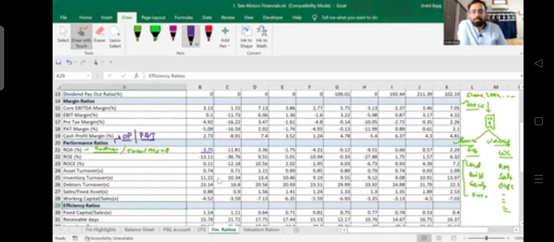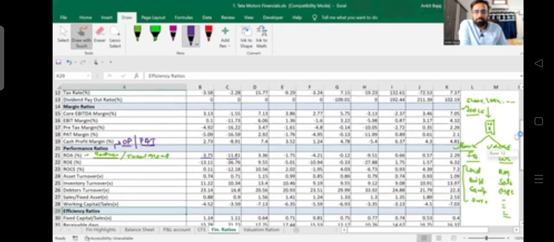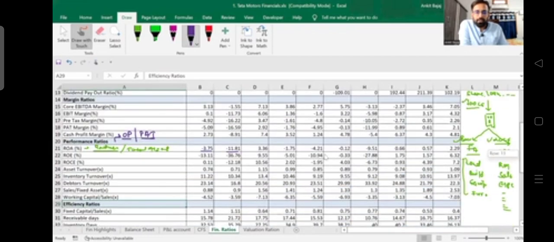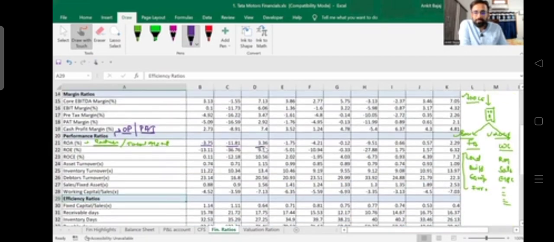So you can see that the company is not able to generate any return from its assets. The company is incurring losses. You can see in the previous year the return on asset is minus 11.81. Again, in the year before that, that is 31 March 2019, the return on asset is 3.36. So sometimes the company is able to generate a return from assets, and sometimes the company is not able to generate return from assets.